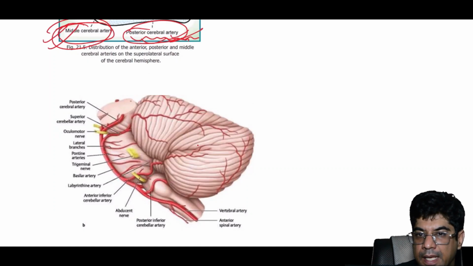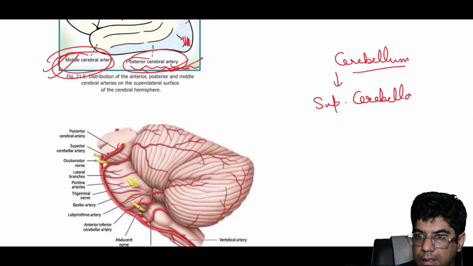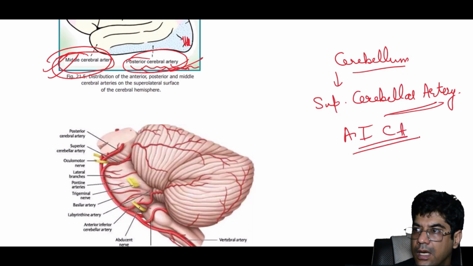Now, which arteries supply the cerebellum? The cerebellum, remember, is supplied by the superior cerebellar artery, anterior inferior cerebellar artery, and posterior inferior cerebellar artery.